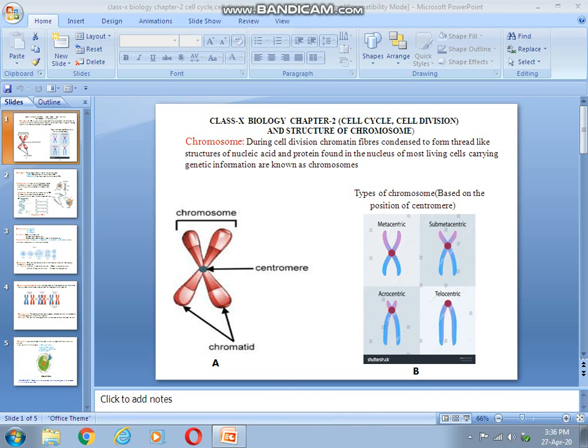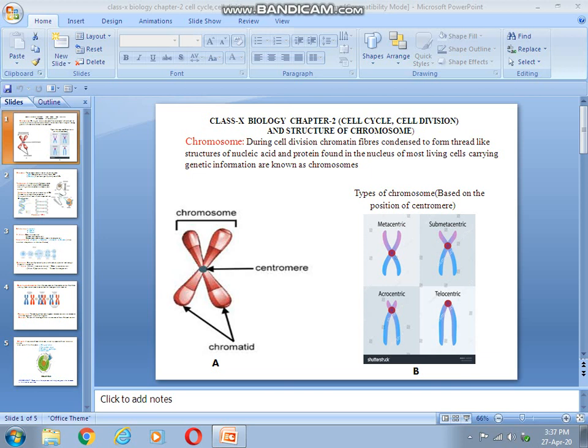In class 9 you have learned cell organelles, and I think you have a clear idea about the structure of nucleus. Chromatin fiber which remains in the nucleus, chromosome is formed from chromatin fiber. Actually, during cell division, this chromatin fiber condenses to form thread-like, very small thread-like structures which are called chromosomes. These chromosomes are the carrier of genetic information from one generation to another generation.